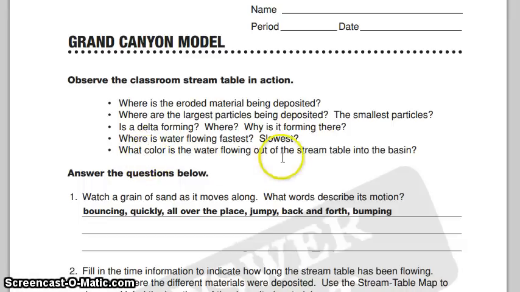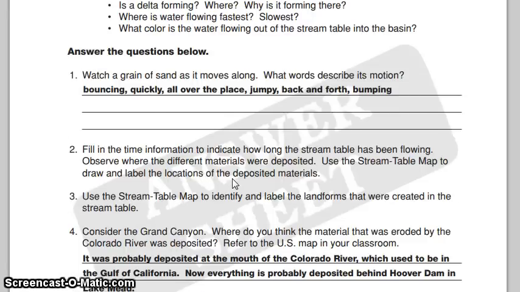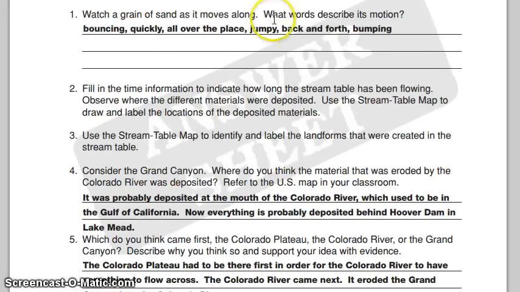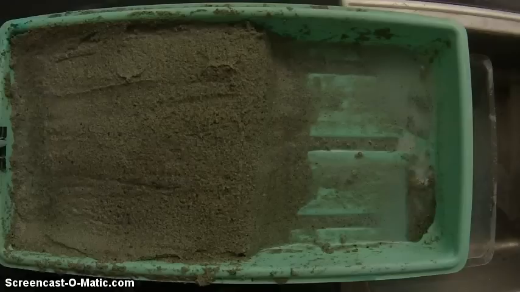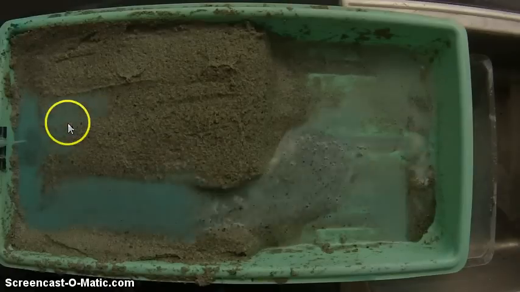What's the color of the water flowing out of the stream table? Things like watching the grains move, and then considering where the eroded material is going, looking at a map of the United States, and then what came first. So obviously we'll be able to go through all these different parts by watching the time lapse. So this is going to go fast. We're going to do this whole thing in about 30 seconds.